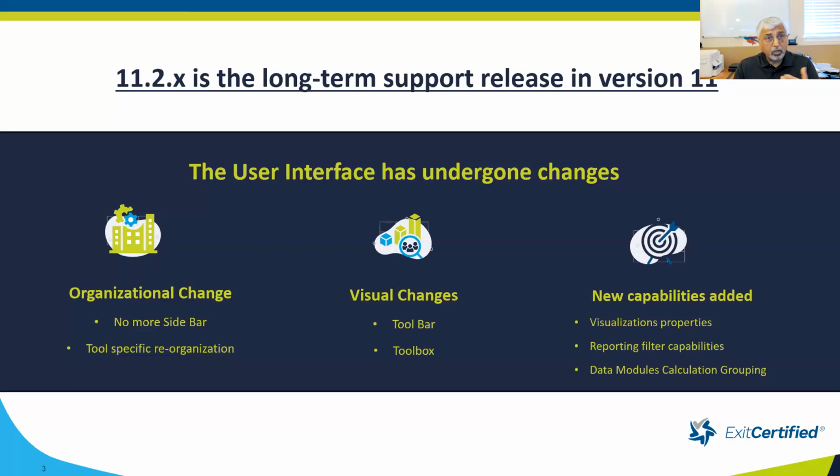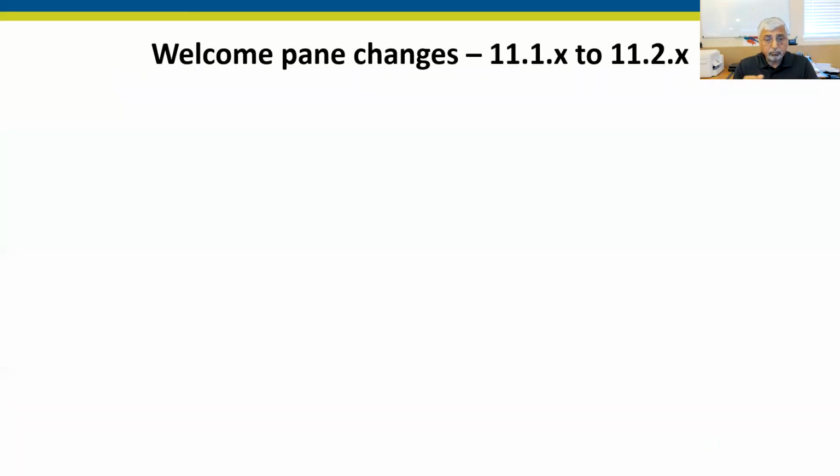Then reporting, we'll talk about certain feature changes in reporting. So in reporting, we'll see some filter capabilities have changed, and some ways the administrator can control things have changed. And then in data modules, we'll talk about certain changes in data modules also. That is what we will talk about in this webinar.